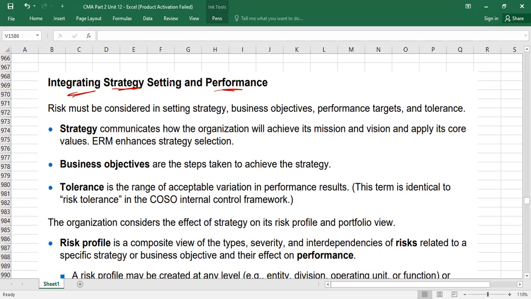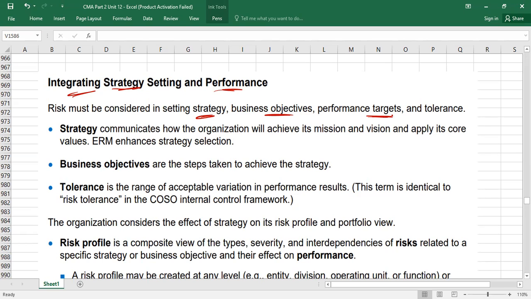right? You need to first consider the risk associated with that strategy. Like how many risks are there, or which kind of risk can arise due to this strategy, due to this plan, right? So that is why it's important that risk must be considered in setting strategy. Whenever you're setting strategy, you have to consider risk. Okay. And even when you are setting business objectives, you need to consider the risk also, like which risks are there. And even when you are setting performance targets, you need to also consider risk.